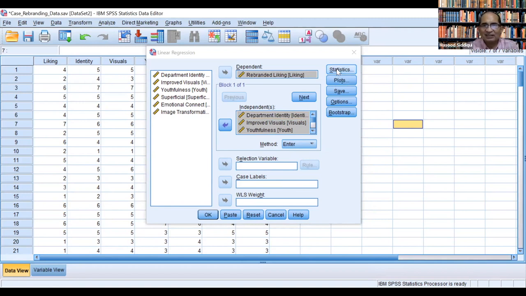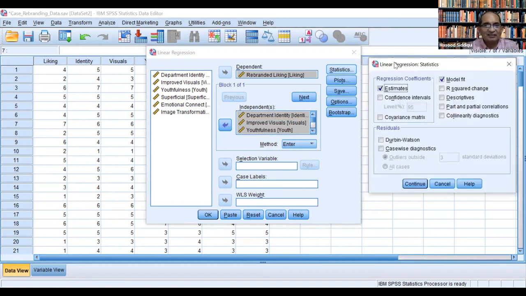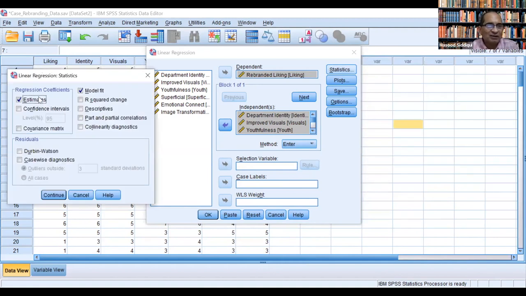Then we have the Statistics button. So this is the sub-dialog box of statistics. We have estimates and model fit. There is one more option, R square change. R square change would be used if you are using some sequential search method or hierarchical regression, meaning forward method, backward method, stepwise method, or remove method. But we are not using it.